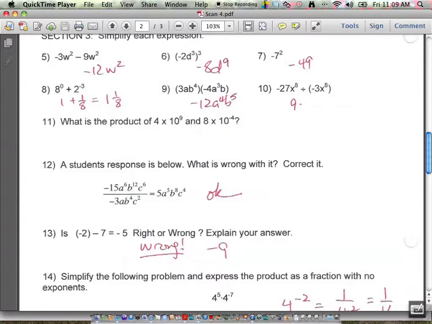Okay? Or, you know, some people like to say a negative divided by a negative is a positive. Some people say it that way. I don't like to do it, but some people do. Number 13 is wrong. I have 2 negatives, and I have 7 more negatives. What do I have altogether? 9 negatives. So it should be negative 9. Good. All right.